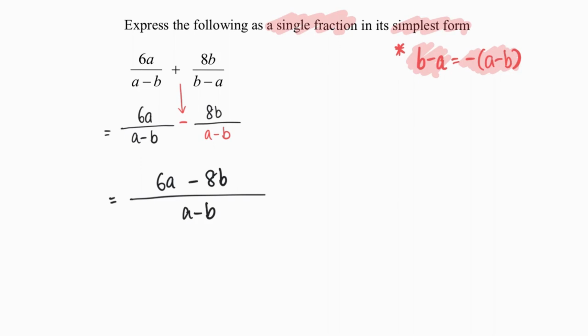And there's no way we could simplify this. So the last step will then be, if we can factorize, we factorize. And I realize that there is a common factor 2. So I take out the 2 as the common factor. And that will be the final answer.